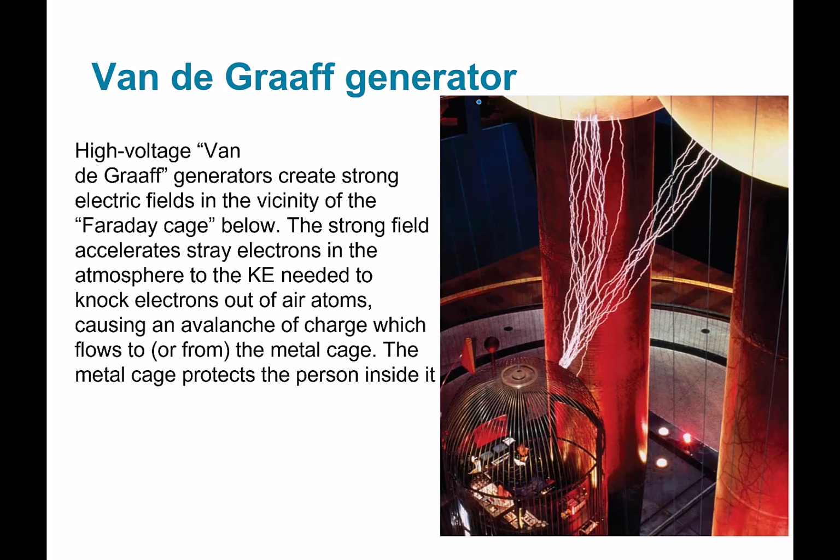An ion source inside the sphere produces positive ions, which are accelerated away from the positive sphere to high velocities. This is a high voltage Van de Graaff generator, which creates strong electric fields in the vicinity of a Faraday cage. So all the charges rest on the outside of the cage, and that's why the person sitting inside does not get electrocuted if he touches the inside surface, but the charges get dumped on the outside.